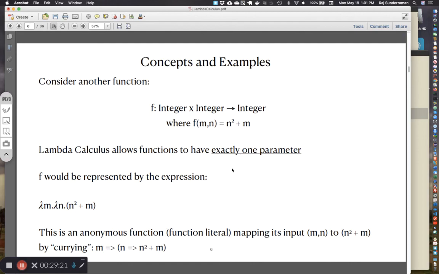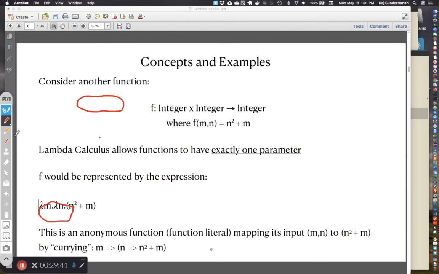Now, since Lambda Calculus, as we already indicated, does not allow functions with more than one parameter, that is, functions must have exactly one parameter, f would be represented in this manner. This function would be written this way: f of m comma n equals n squared plus m. Since there are two parameters, we have to string them. Remember the currying concept we discussed last time.